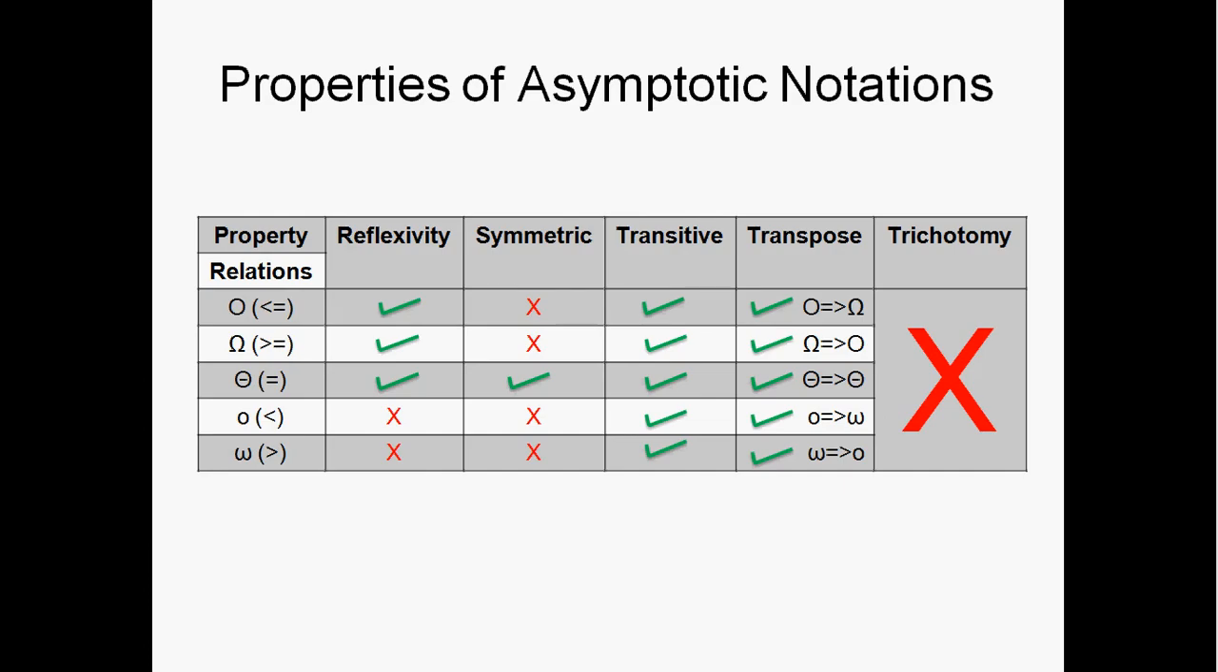These are the basic properties of asymptotic notation. You can see and evaluate them by yourself also: reflexive property, symmetric property, transitive property, transpose property. Suppose x is less than or equal to y, so y is greater than or equal to x. In the same way, if f is in the order of g, then g is in the big omega of f. Trichotomy doesn't hold for any of the asymptotic notations, that's obvious.